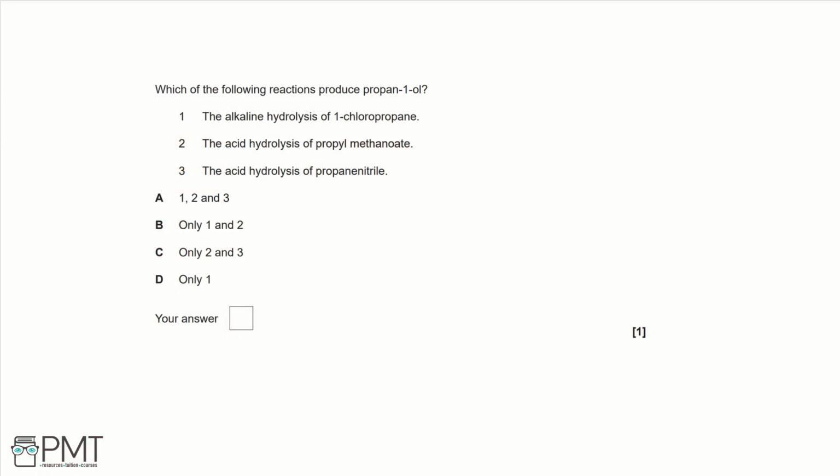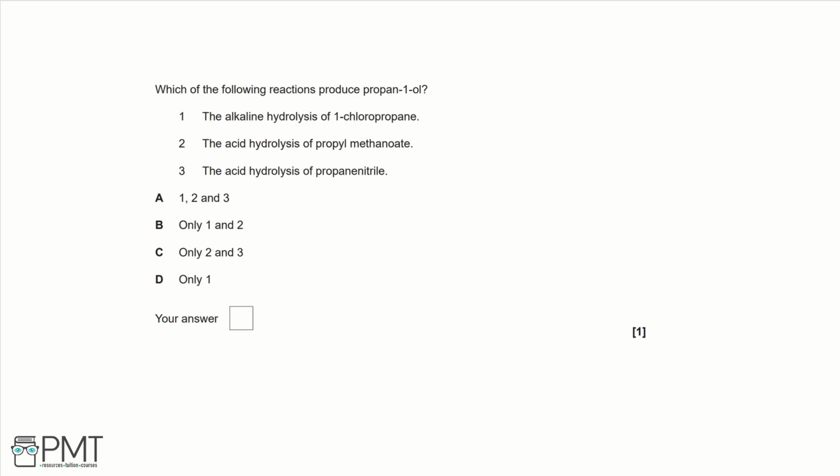Which of the following reactions produce propan-1-ol? 1. The alkaline hydrolysis of 1-chloropropane. 2. The acid hydrolysis of propyl-methanoate. 3. The acid hydrolysis of propane nitrile. A. 1, 2 and 3, B. Only 1 and 2, C. Only 2 and 3, or D.